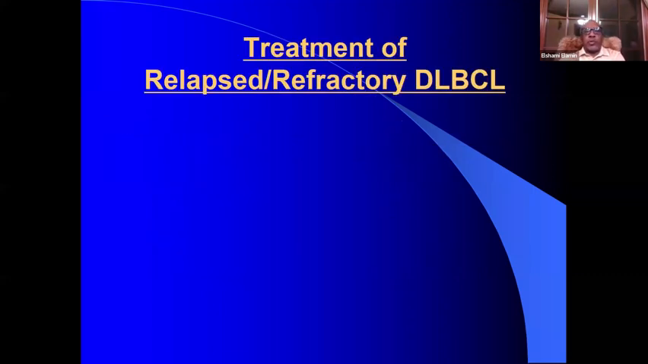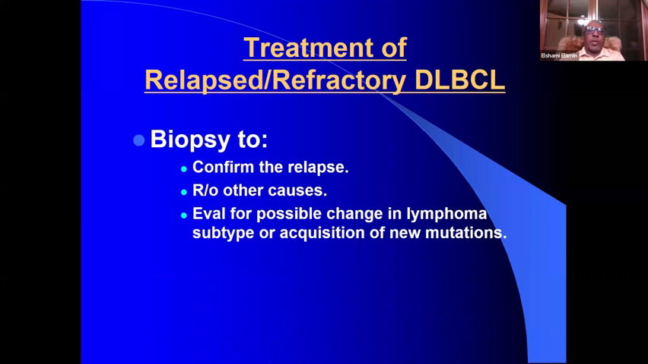Treatment of relapsed or refractory diffuse large B-cell lymphoma. Whenever there is refractory disease, disease not responding to the first-line R-CHOP or the pola-R-CHP, we have to confirm that's a true relapse, even if it is PET positive. So we do a biopsy. We do a biopsy to confirm the relapse. We do it to rule out other causes for the activity in the PET scan and evaluate for possible change in lymphoma subtype and acquisition of new mutations.